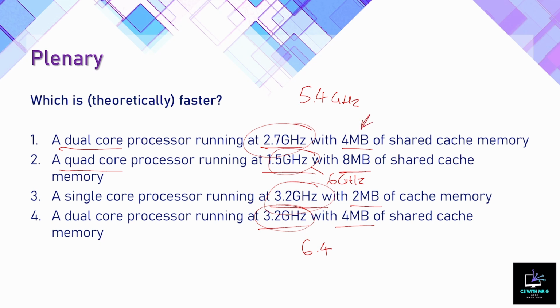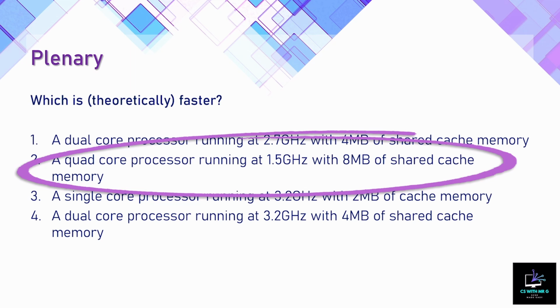So the first one only has 4 megabytes, the second one has 8 megabytes, third has 2 megabytes, and the last has 4. Now, although the fourth one has a higher overall number in terms of processing power, having 4 cores means the 4 cores can work independently, which is going to help a lot more when it comes to multitasking. Not only that, the second one also has more cache memory, which means it's able to store more frequently used instructions and again will help in performance. So the second one is theoretically the fastest because of this quad-core system that it has.